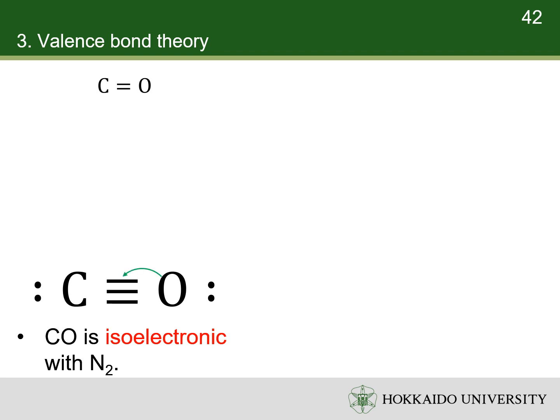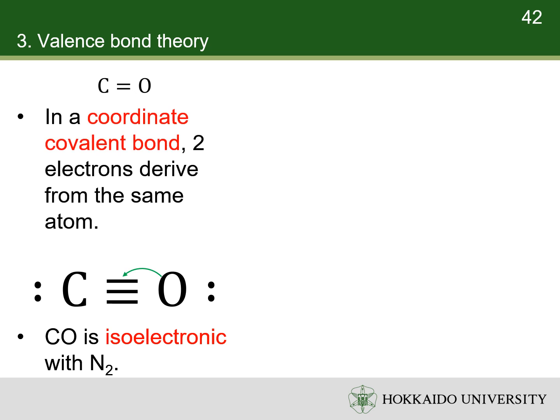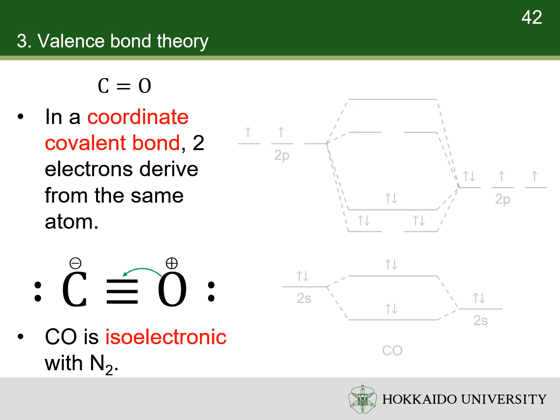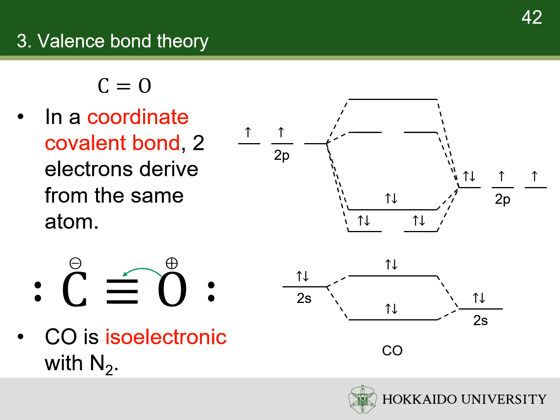One of the bonds is formed by 2 electrons from oxygen. This bond is a coordinate covalent bond, in which the 2 electrons derive from the same atom. The coordinate covalent bond causes a polarization of the molecule, with a small negative charge on carbon and a small positive charge on oxygen. In contrast, molecular orbital theory can predict the stability and bond order of carbon monoxide in a straightforward manner.